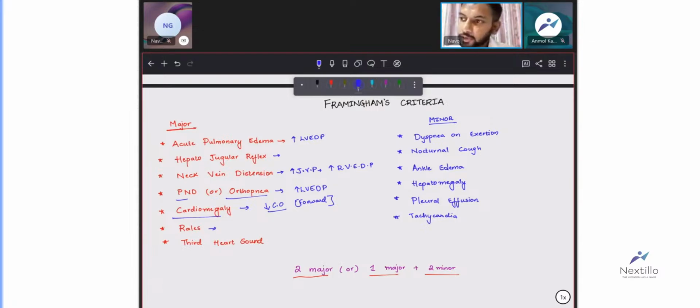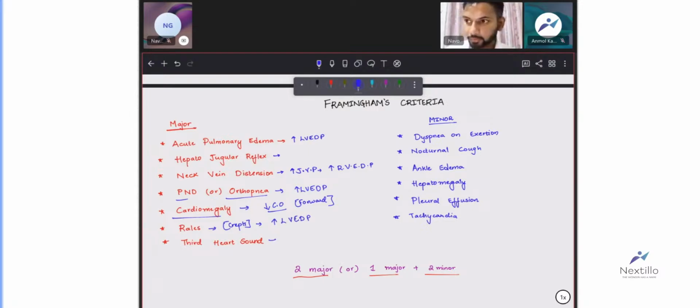Next, rales. Yes, hepatojugular reflex is due to increased RVEDP. Rales, what is the meaning of rales? It is crepitations. Whenever there is fluid in the lungs, there are crepitations. So why do you get creps in lungs? Due to fluid. Why do you get fluid? Because of increased LVEDP.